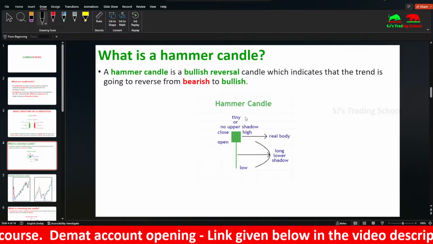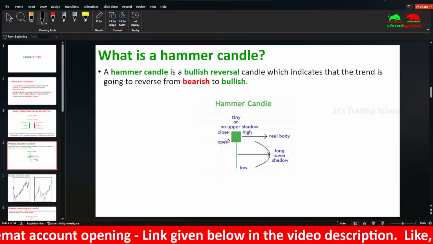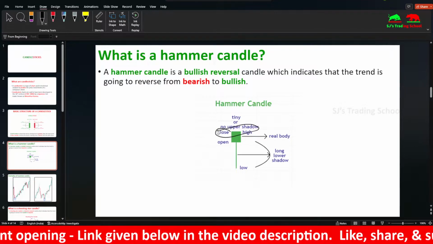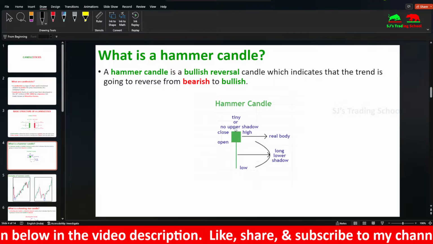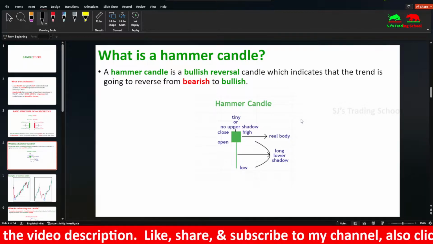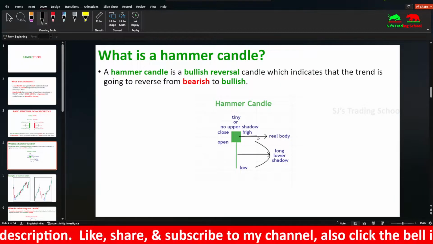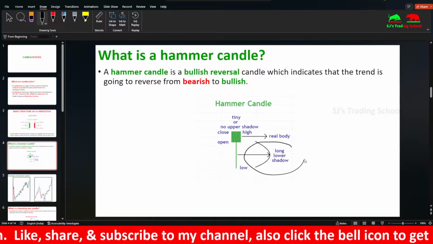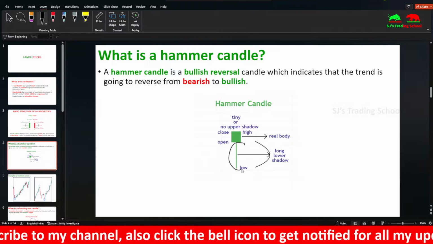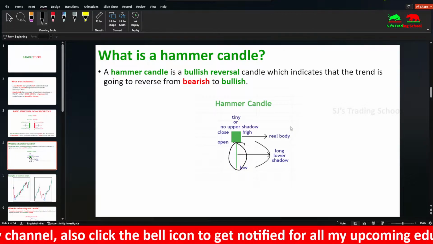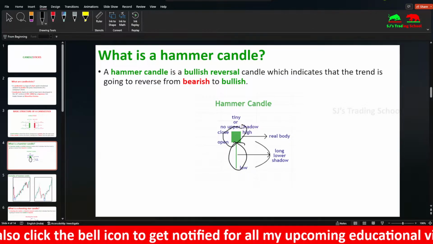So this is the structure of the hammer candle. The open is here and the close is equal to the high if there is no upper shadow. But sometimes there can be a tiny upper shadow. In that case, the close is not equal to the high, and this is the real body, and it has a long lower shadow. Usually the wick is at least two times greater than the length of the real body.